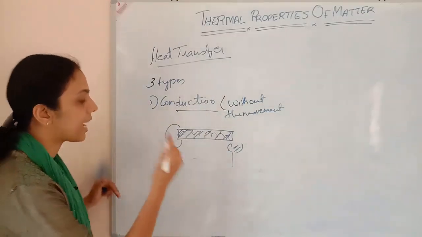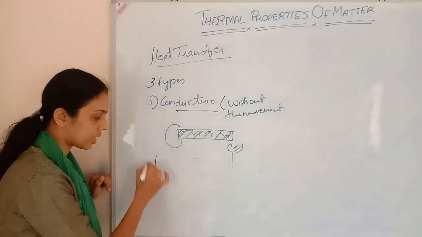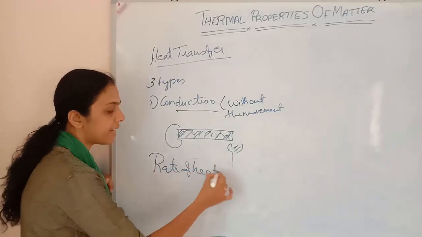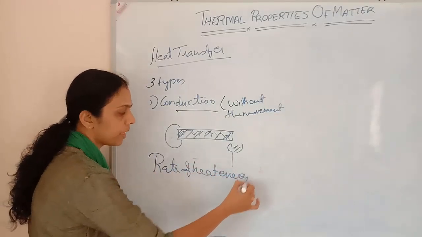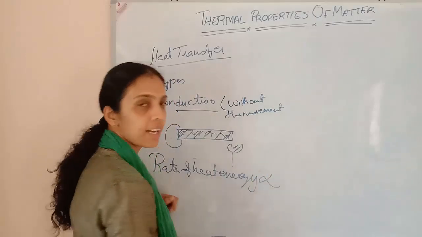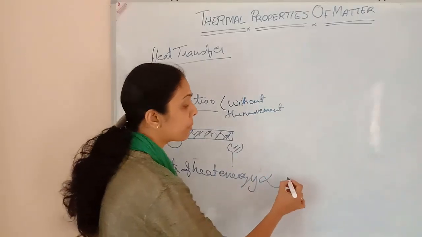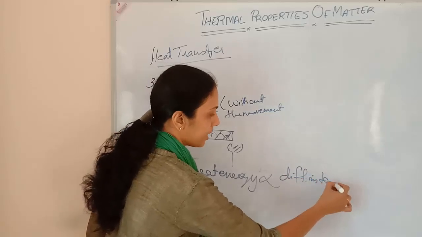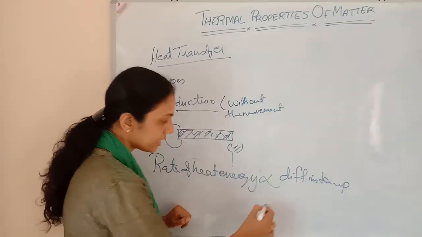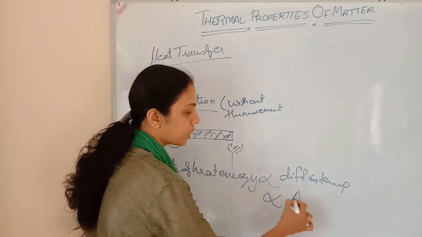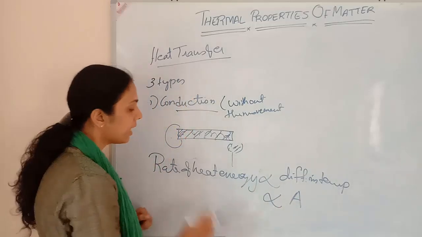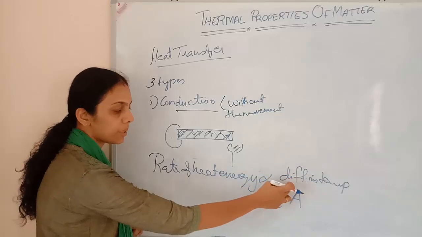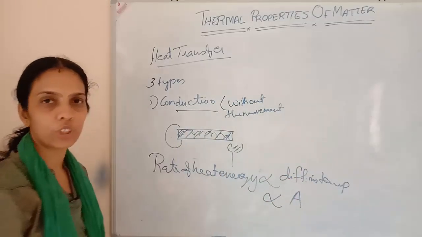So the rate of heat transfer, the rate of heat energy, is directly proportional to the difference in temperature between the ends, and it will be directly proportional to the area. The rate of heat transfer is directly proportional to the difference in temperature and directly proportional to area.